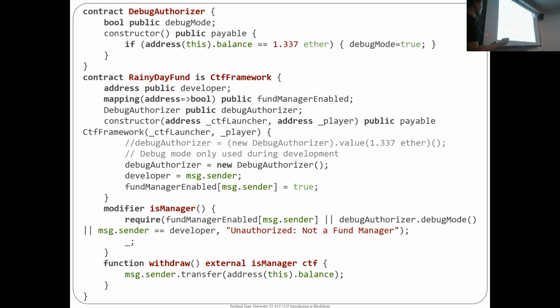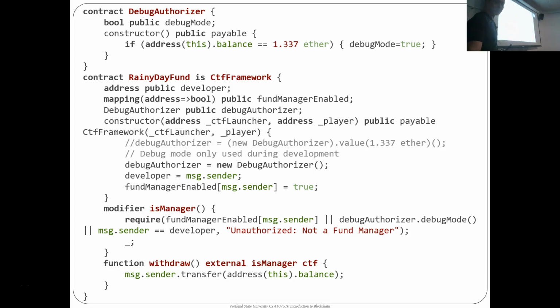And so they're allowing us to see that this typically would enable debug mode. And if you look at the debug mode, if this authorized debug mode thing is true, then it's basically acting as if you're a manager of the contract. It basically disables all the protections in this smart contract.